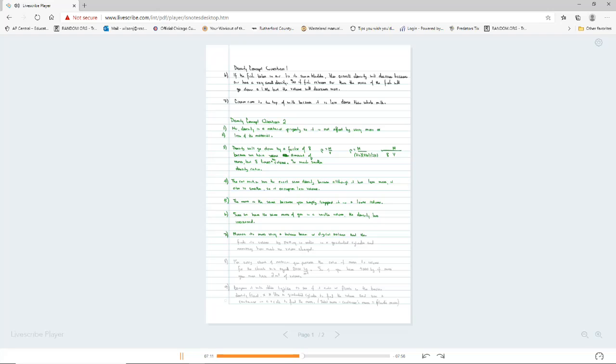Okay. Now, number 8. What does it really mean when we say the density of material is 2,000 kilograms per cubic meter?